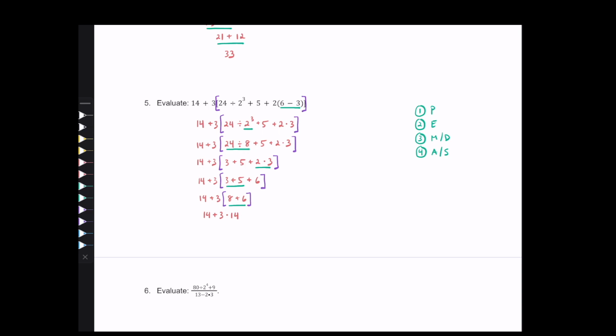So all along there was an invisible multiplication sign between this 3 and the bracket. So don't forget about that. That's a common mistake people make, because then they add 14 plus 3 by accident, but you should be doing 3 times 14. So if you did that, wonderful. But 3 times 14 is 42. And then finally 14 plus 42 should get you a final answer or value here of 56. That would be the answer to this numerical expression. Okay.